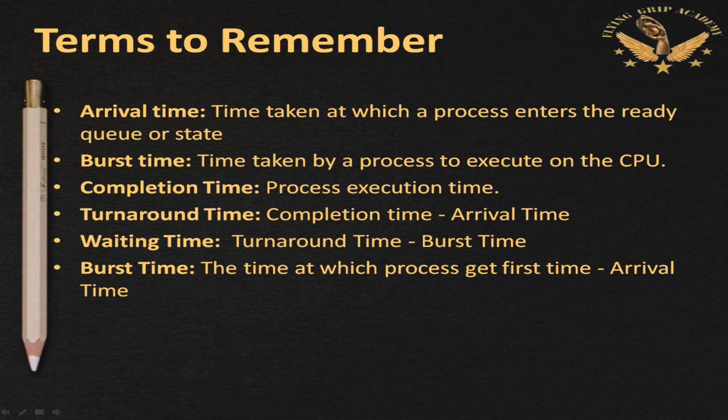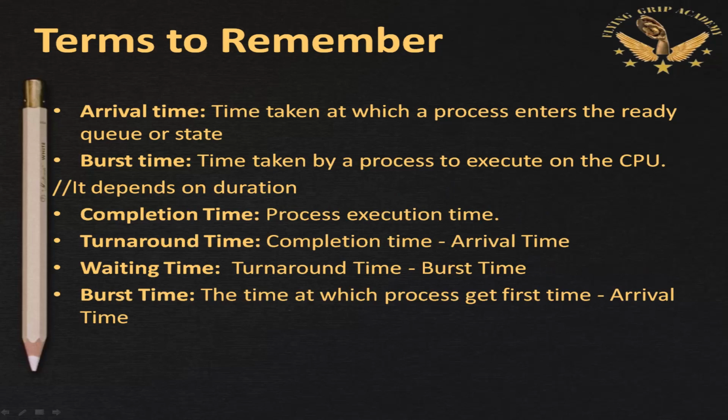Turnaround time is process completion time minus arrival time. Waiting time is turnaround time minus burst time. Response time is the time at which the process gets the CPU for the first time minus arrival time. We are going to calculate based upon these formulas. If you consider the burst time, it depends upon duration, that is, how much time is taken by the CPU.